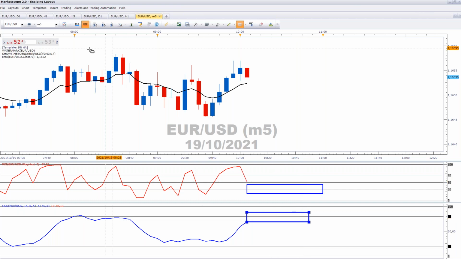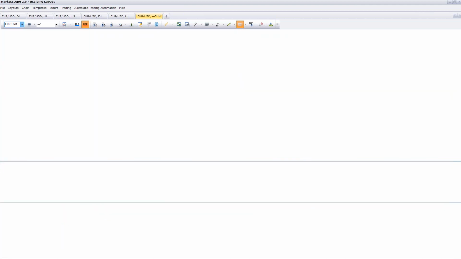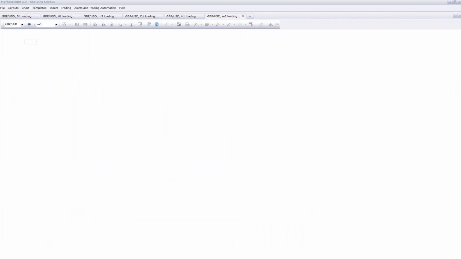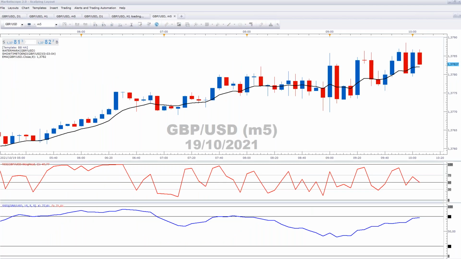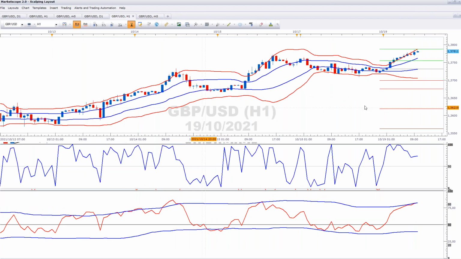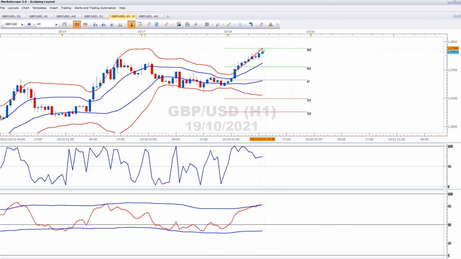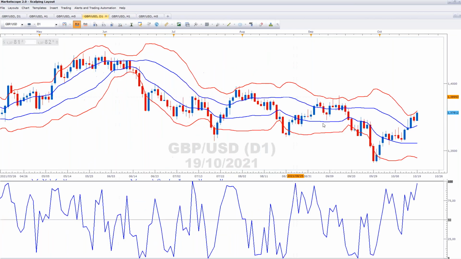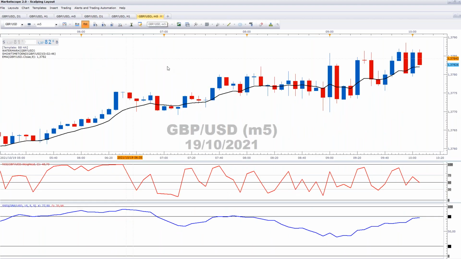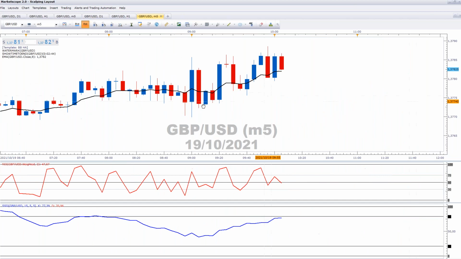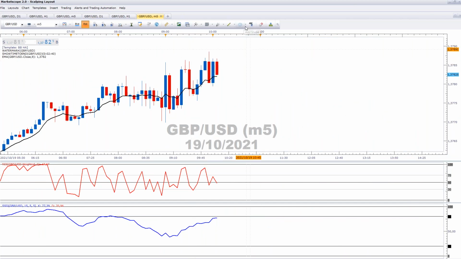Let's go through to cable. All right, let's go through the hourly. So we do have the R2 resistance above us, which may be influencing. We are in zone 1. Let's take a look at the daily. The daily is looking terrific for cable. Let's just take a look at this area here and this area here. Okay, so these are the keys. So we've got Euro US dollar, we've got pound US dollar. Let's take a look at a few of the others.